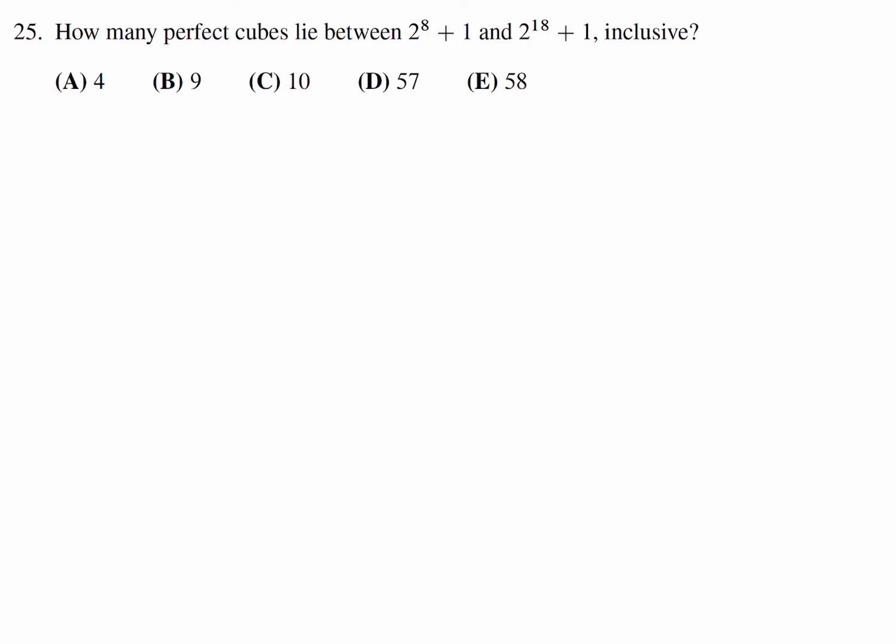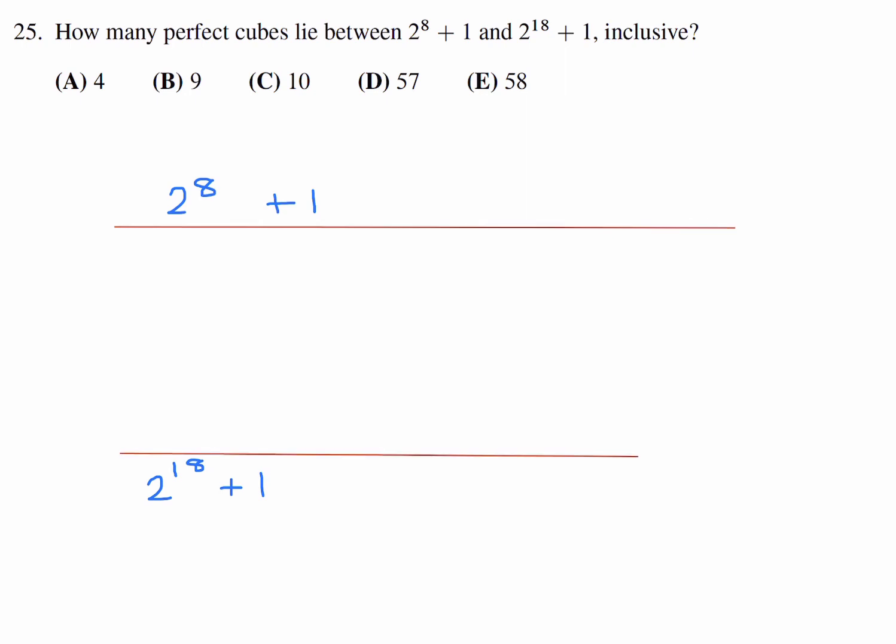How many perfect cubes lie between 2 to the power of 8 plus 1 and 2 to the power of 18 plus 1 inclusive? 2 to the power of 8 plus 1, and then 2 to the power of 18 plus 1. In between these two, how many perfect cubes? All right, so we've got to figure out a way to do this without using a calculator. I think that's the challenging part, but let's just see.